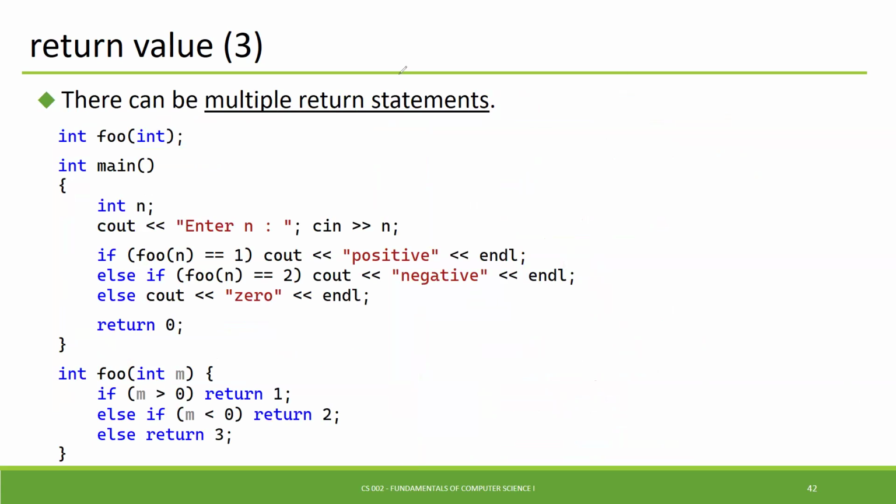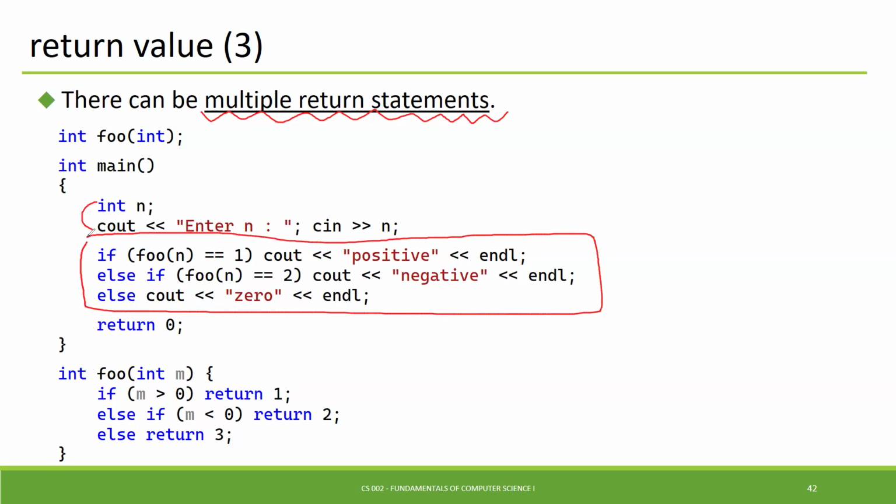Okay, and look at this one. We may have multiple return statements. In the main, I have variable n. And look at this one, in this if-else statement, I called foo function. I called foo function 2 times, right? Here I call foo function. This is a very simple example.